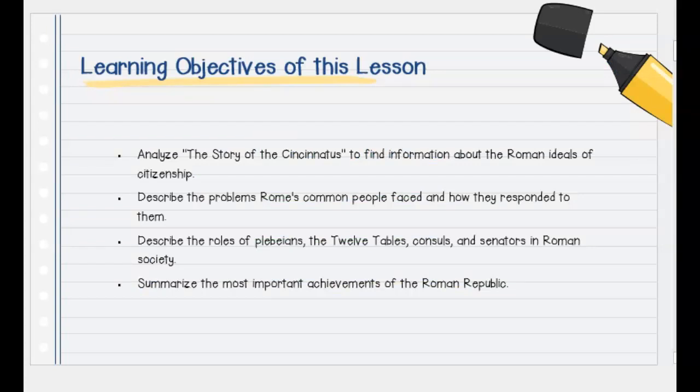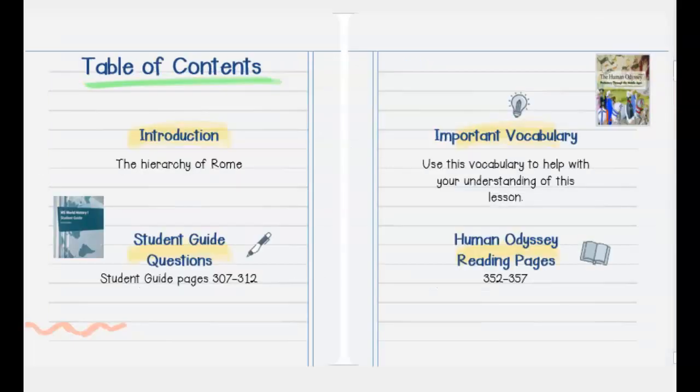Learning objectives: analyze the story of Cincinnatus to find information about the Roman ideals of citizenship, describe the problems Rome's common people faced and how they responded to them, describe the roles of plebeians, the 12 tables, consuls, and senators in Roman society, summarize the most important achievements of the Roman Republic.